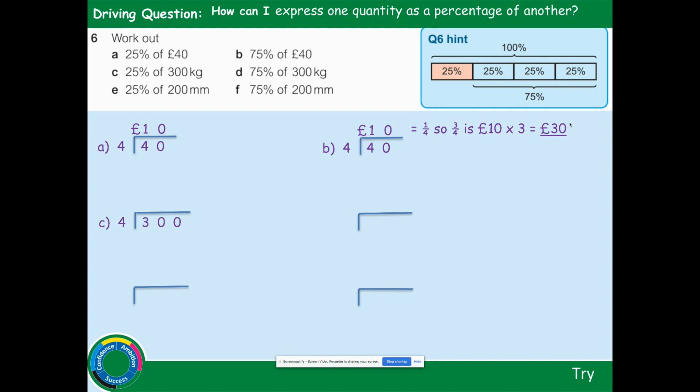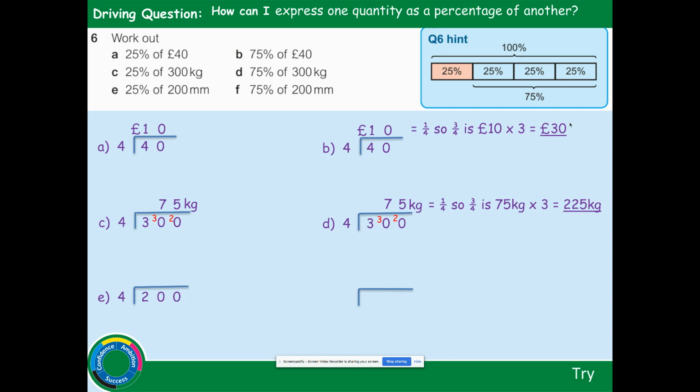Okay, 25% of 300, so we're going to divide by 4. 4 into 3 doesn't go. 4 into 30 goes 7, remainder 2. 4 into 20 is 5. So 1/4, or 25% of 300, is 75 kilograms. Make sure to put that in. Okay, so we're doing the same division here to find 1/4. So if 1/4 is 75, 3/4 is 75 times 3, which is 225 kilograms.